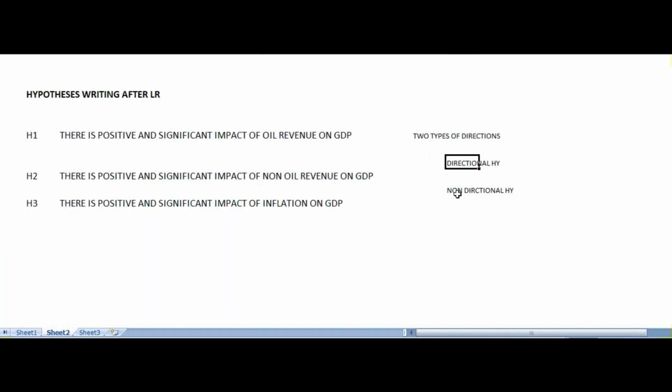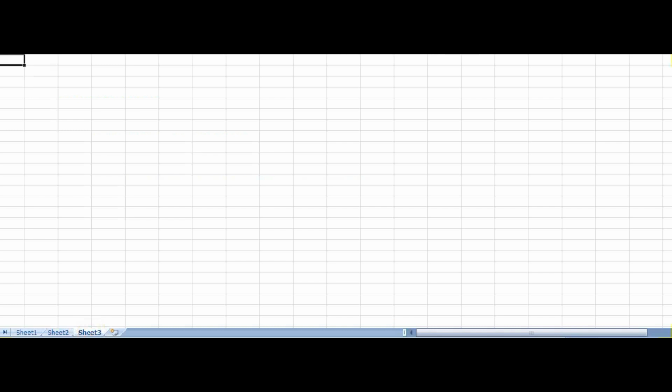Okay, now we will see the directional hypothesis. First of all we have seen non-directional, now we will see directional hypothesis. For directional hypothesis we will see the coefficient. If the sign of the coefficient is positive, then we will say that there is a positive impact of this variable on GDP. Here this variable has a positive plus sign, so we can say that there is a positive impact.